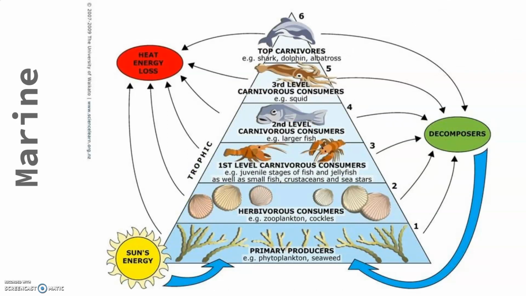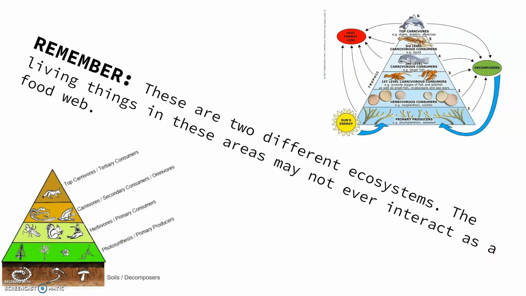So this is an example of a marine energy pyramid. So you could create a food web or a pyramid using marine life too. And I wanted to show this because it was interesting. Some of you actually had marine life in your food web that you turned in. But these are two different ecosystems. The living things in these areas may not ever interact as a food web.